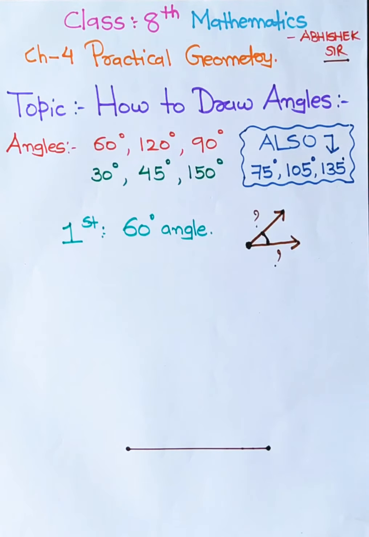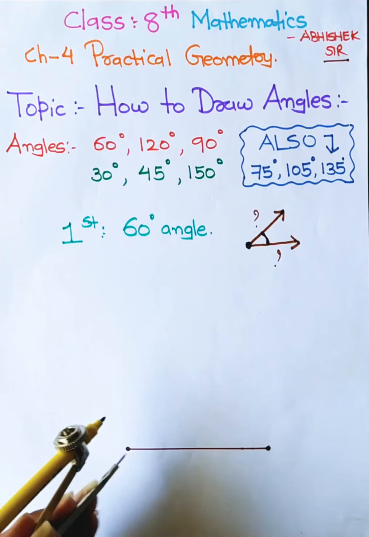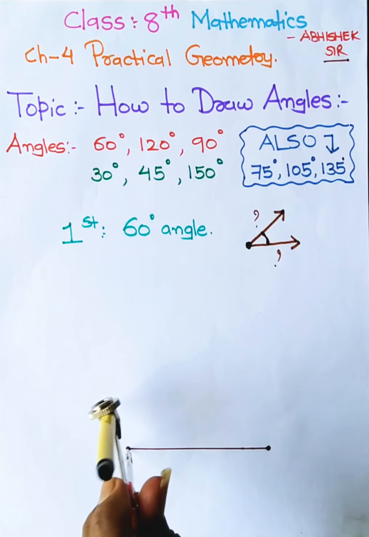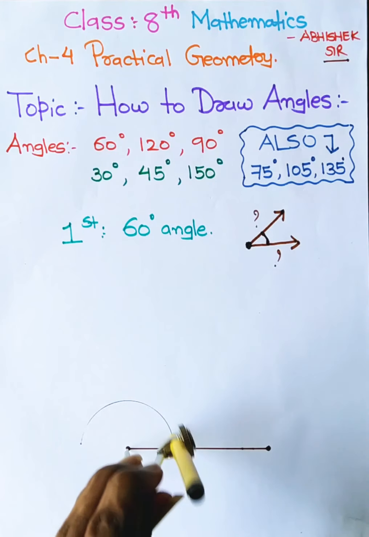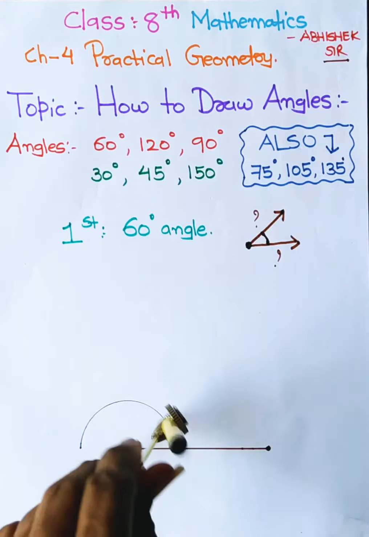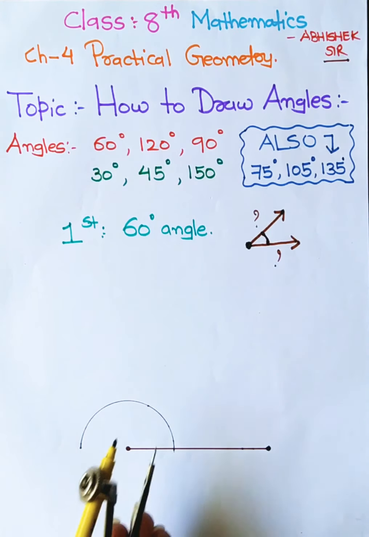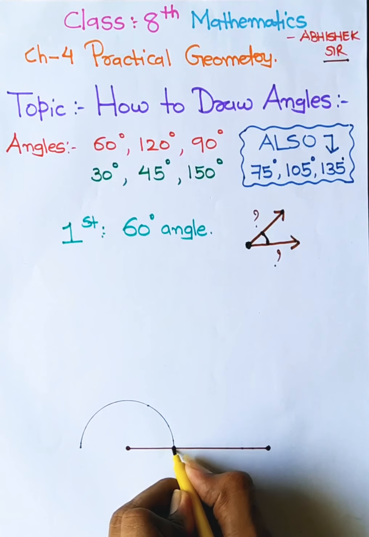a line segment. Take some appropriate, arbitrary radius, and put it on one of the vertices, and what you will do, you will make a semicircle. Okay, so right now we have made a semicircle. Clear? You can see the semicircle has intersected this line segment at this point.